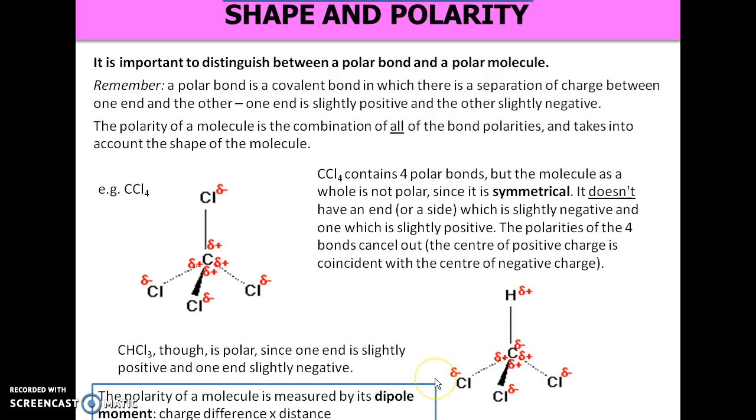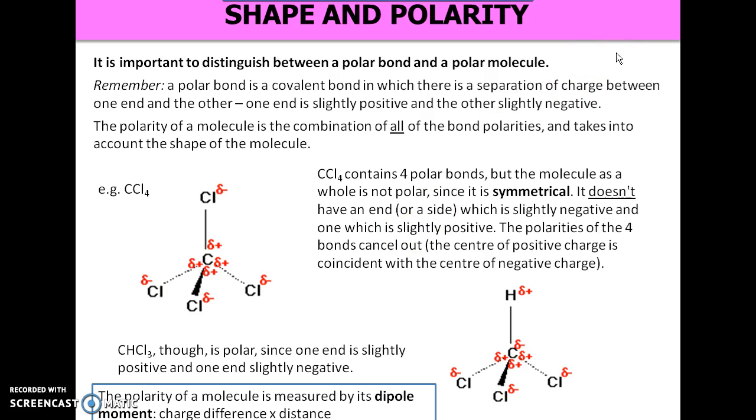And just a little note here that I don't really think this definition will come up on your syllabus. But if you wanted to know exactly how polar a molecule is, you can measure it by something called its dipole moment, which is the charge difference, because obviously the amount of positive and the amount of negative can differ, times the distance between the separation of those charges.